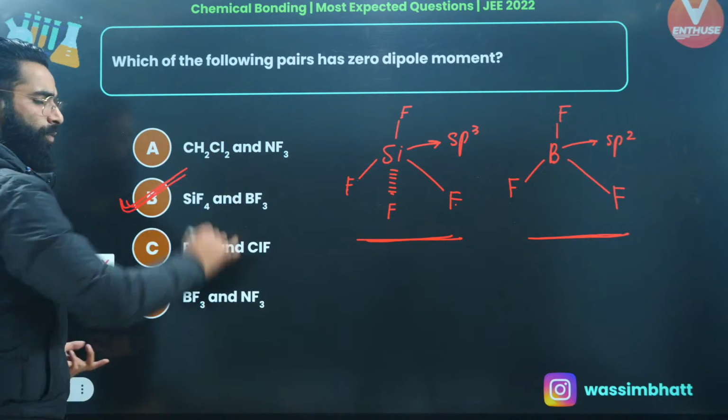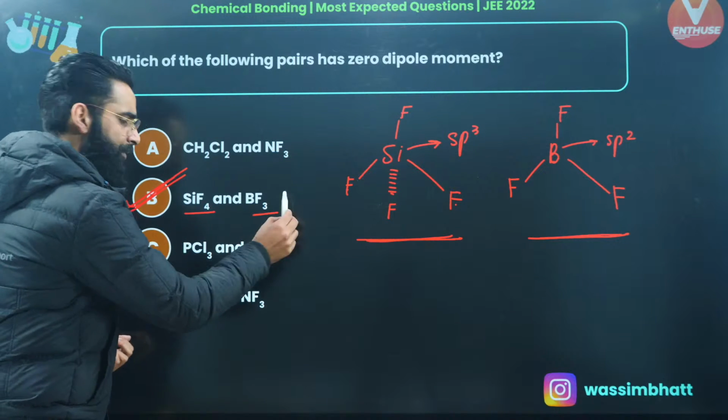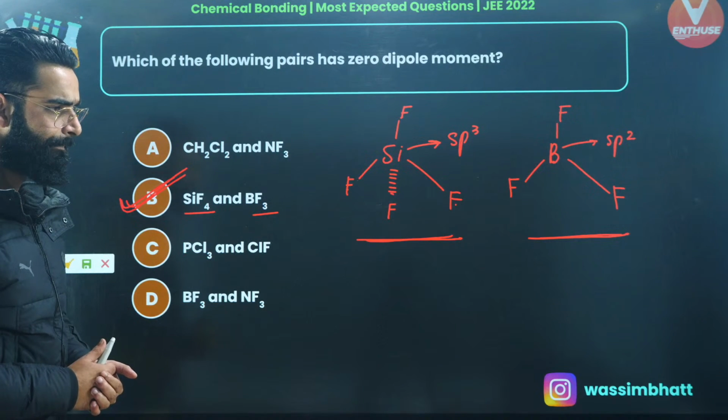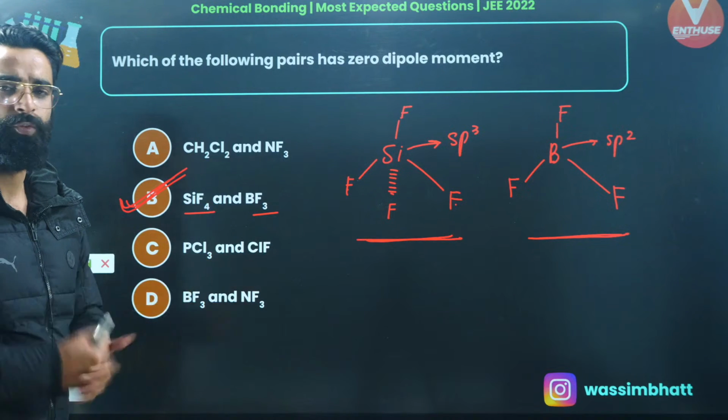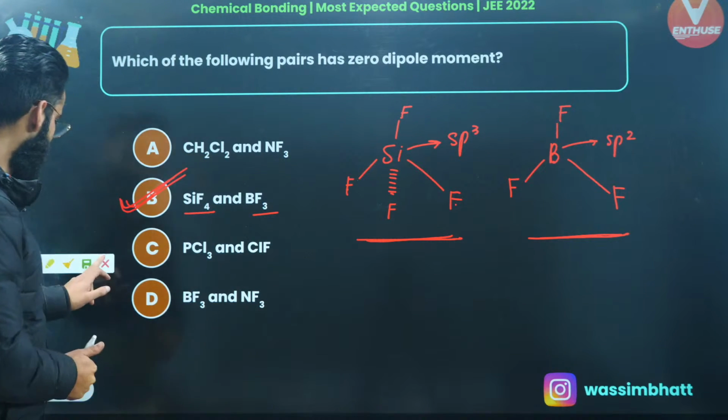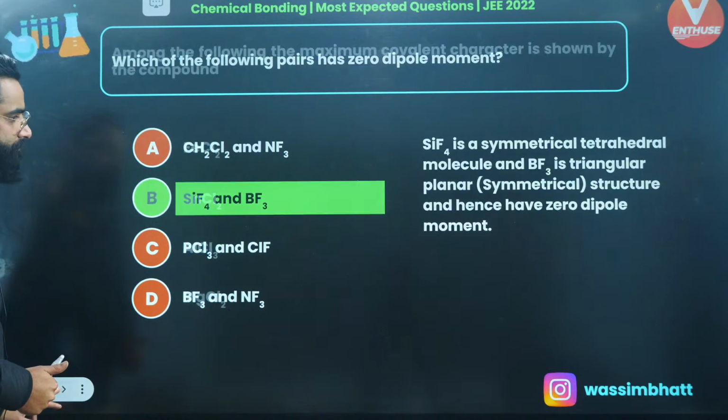So option B is the one wherein both the molecules have got net dipole moment as 0, right? Okay, perfect guys. So it's option B which is the correct answer of this particular question. I'm sure it's clear to everyone. Let me quickly move on to one more question then.